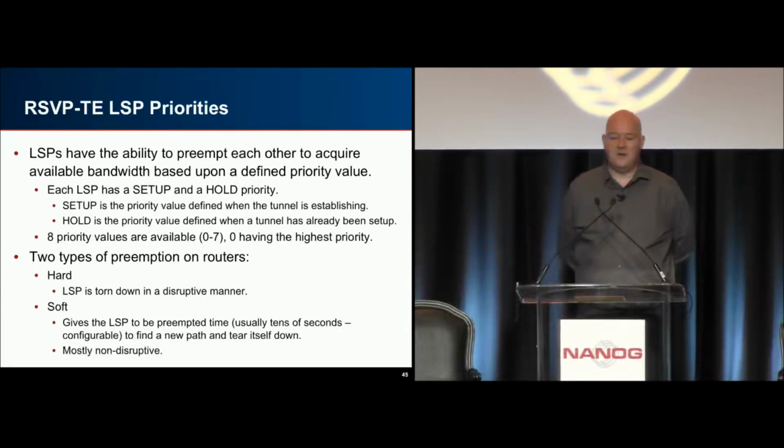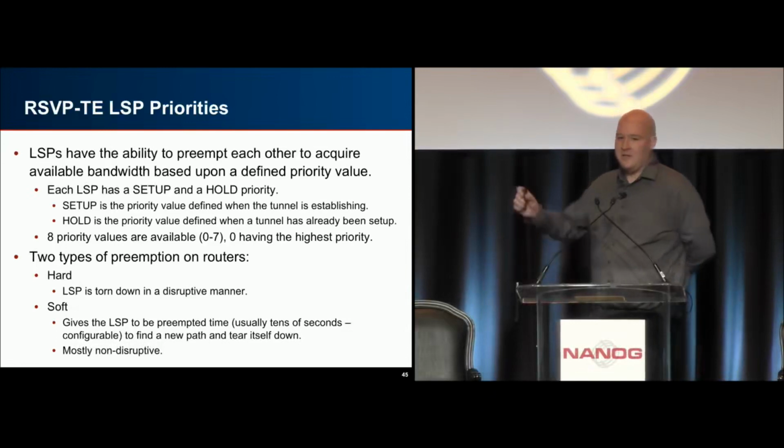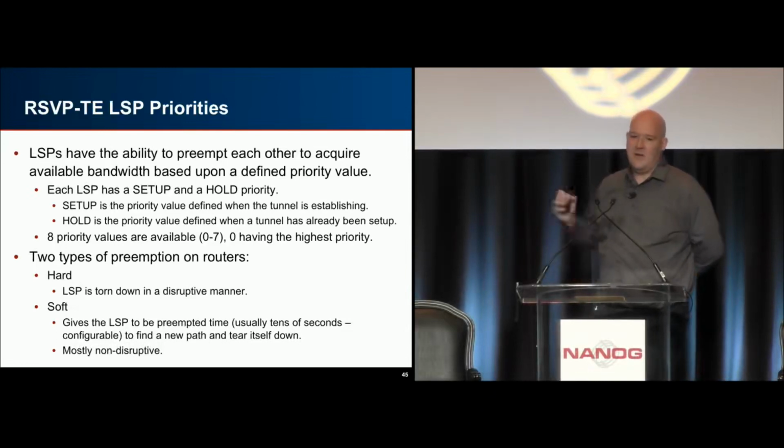There's hard preemption, where you just say, do whatever it takes, you tear down this old LSP, I want it gone, I want my bandwidth, and I'm willing to disrupt whatever else is on the network to get it. And a soft preemption is the one that you typically would prefer to have, and it gives the LSP some configured amount of time, usually tens of seconds, for it to find a new path. So you might say, hey, you LSP, I've got higher priority traffic coming, and I need it, but you've got 30 seconds to figure out how to get off. That's usually what you'd prefer to see, unless you've got some super high priority traffic and you really don't care what else you disrupt to make sure that gets through.